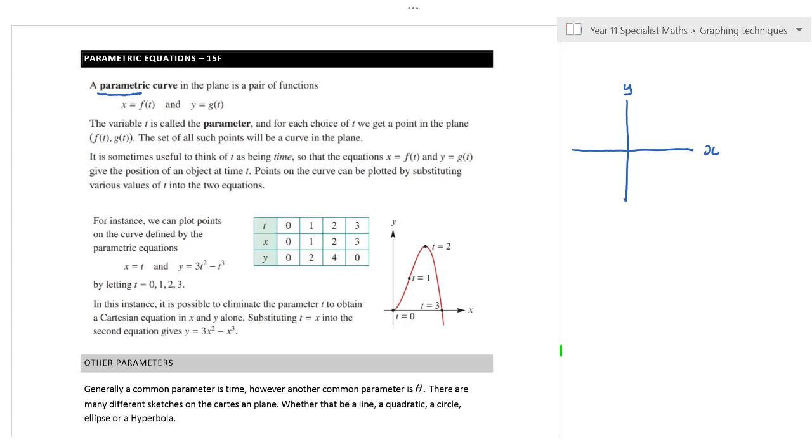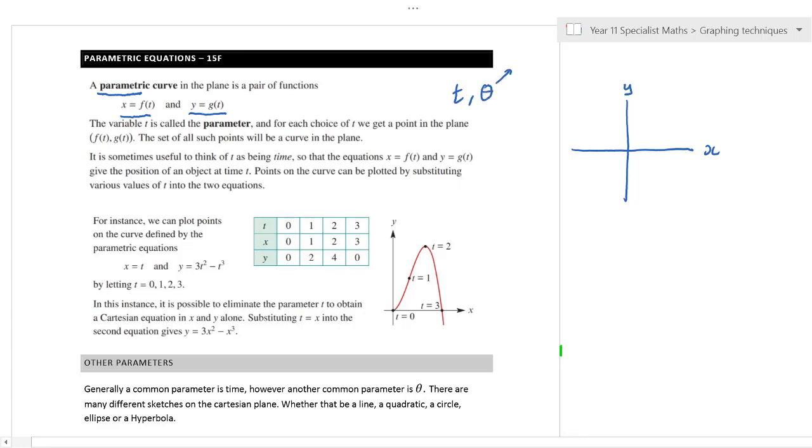Let's say over here we've got x as a function of time, f of t, and y as g of t. It's a different function, so we can't say f. The variable t is called the parameter. The most common parameters are t and theta, so if I can get you to write that down, please.